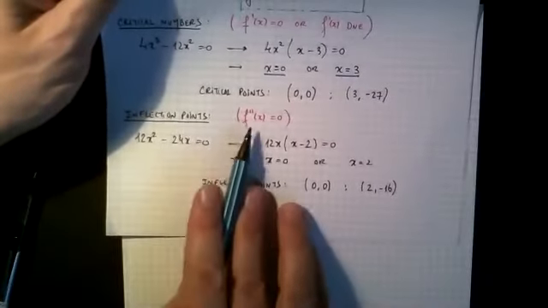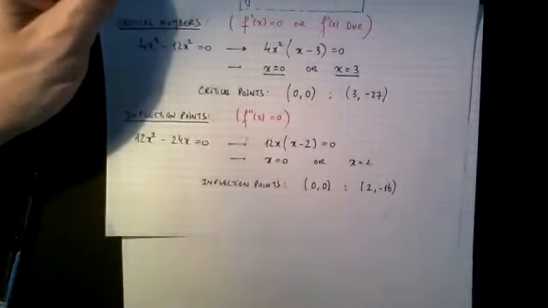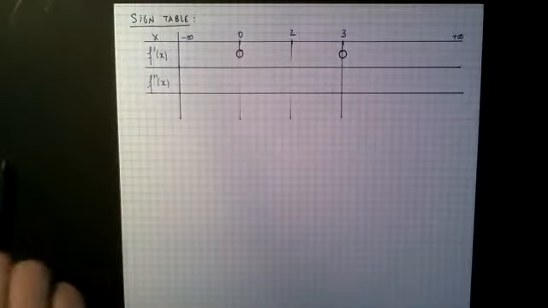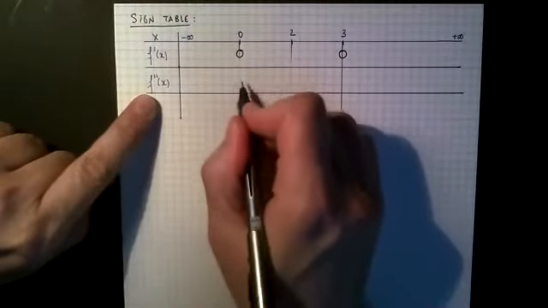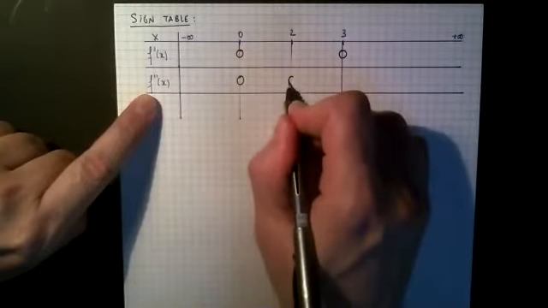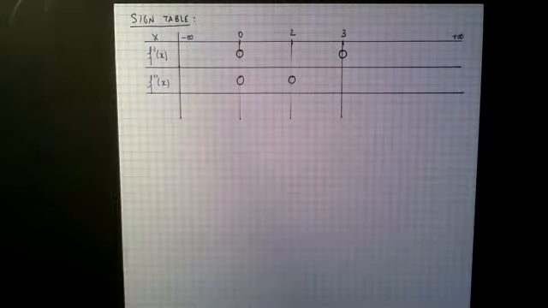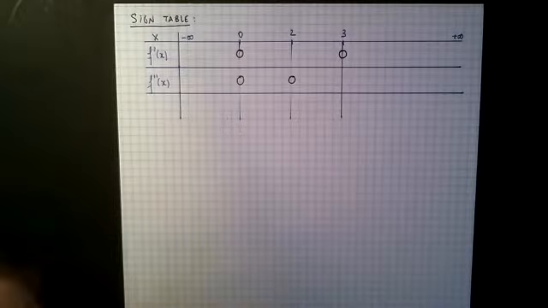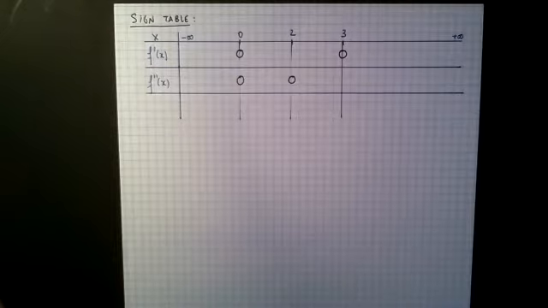Inflection point: F prime prime is 0 when X is 0 or X is 2. So I go back here and F prime prime becomes 0 at 0 and it becomes 0 at 2. All right.